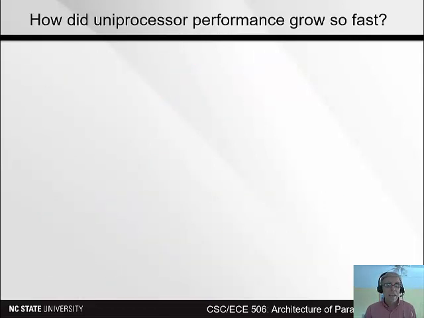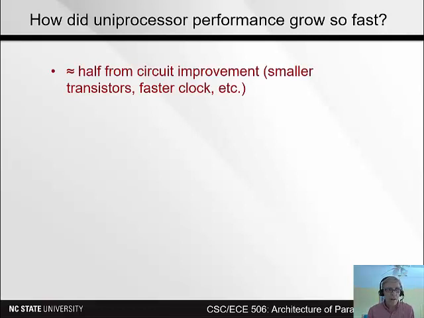Well, back in those days, how did uniprocessor performance grow so fast? Two trends have played a role. First of all, smaller transistors, and secondly, architectural innovation.